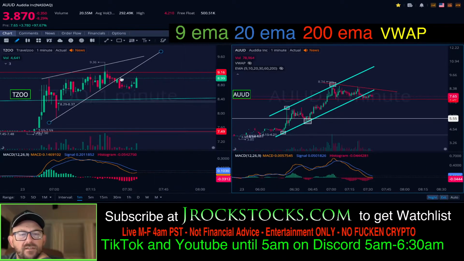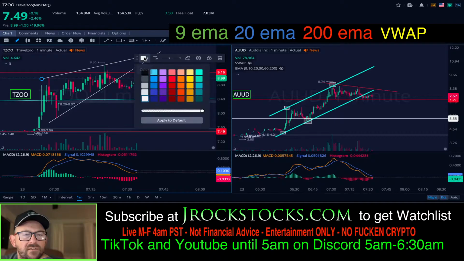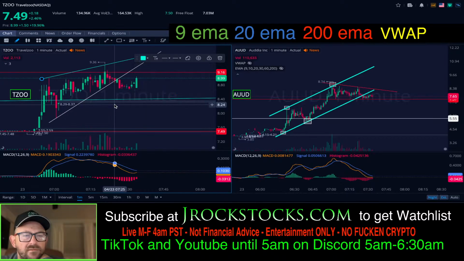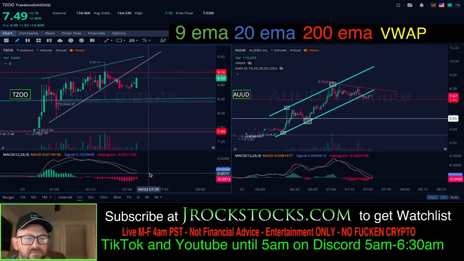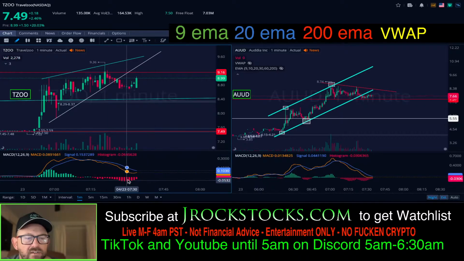So let's see if this can break $9. See if it bumps its head on 916. If it doesn't bump its head on 916, guess what? It's gonna go to here. It's gonna go to that one. Watch your volume. Your MACD's starting to turn around.